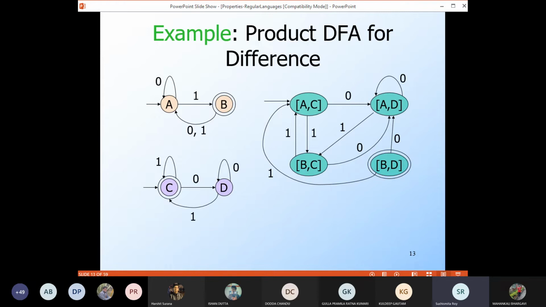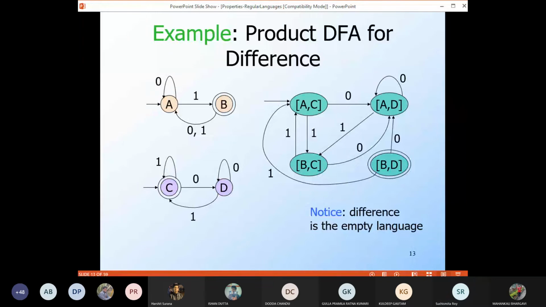This shows that it is possible to obtain an automaton which accepts the difference of two regular sets. And because it has an automaton, it is possible to represent this using an automaton. Therefore, L minus M is also a regular set, and difference is closed for regular sets. The difference operation is closed for regular sets. So this product automaton construction is a very, very important construction which we are going to be using here.